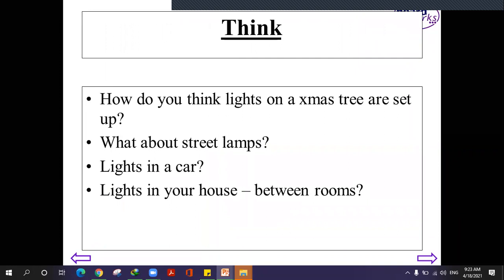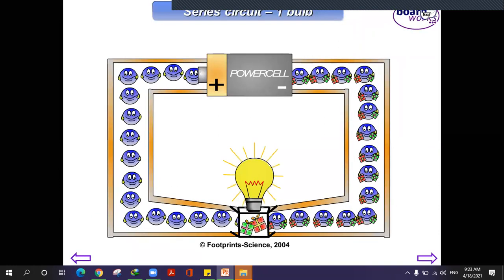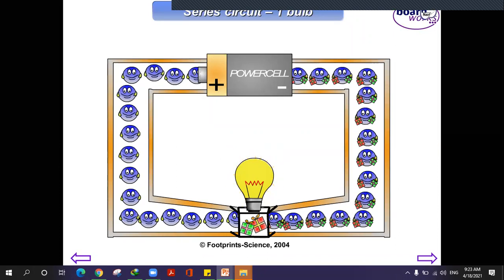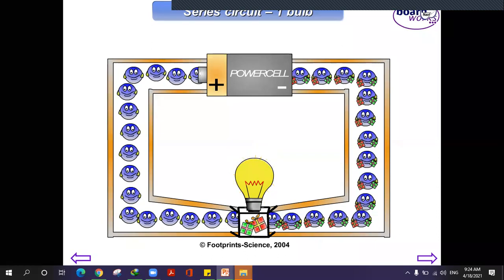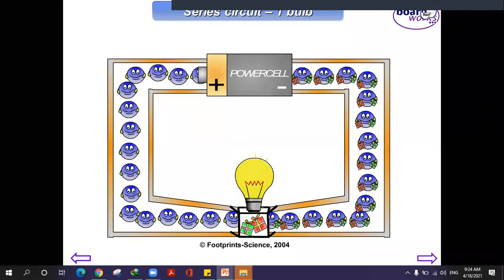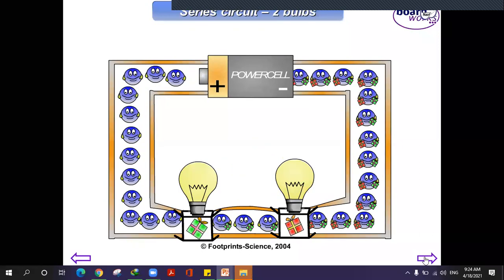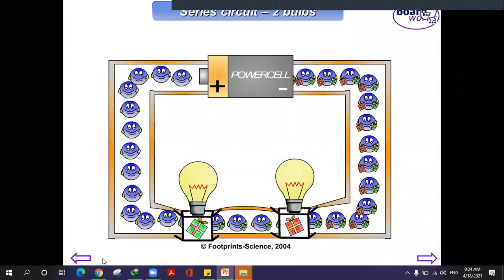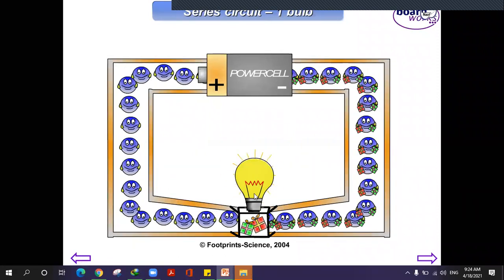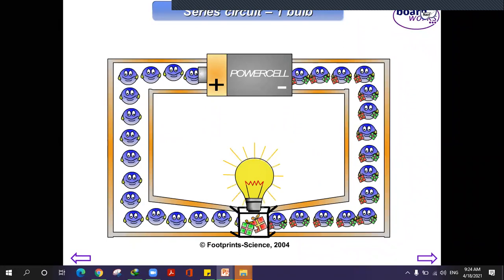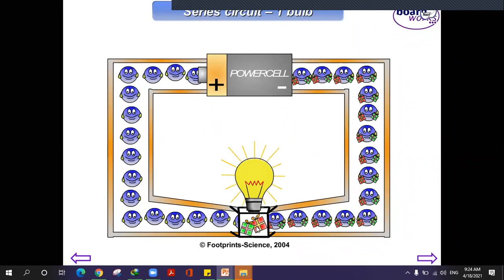Okay, so here is another look at electricity moving through the circuit. Can you guys see it? This is a series circuit. Let me move to the next slide. This is a series circuit with two bulbs. Can you see how the first bulb got all the energy from the battery? Can you see the two boxes inside? They represent the energy from the battery.